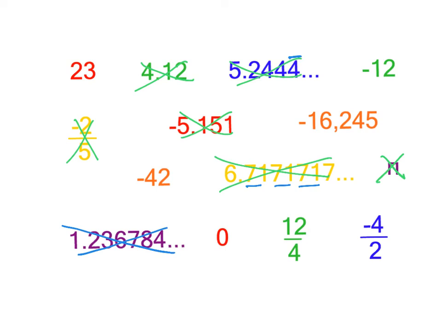Then we go to whole numbers, which is now no negatives. So I have to take out all the negatives. I think I got them all. Then I take out the 0, and then I leave 23 as the only natural number.